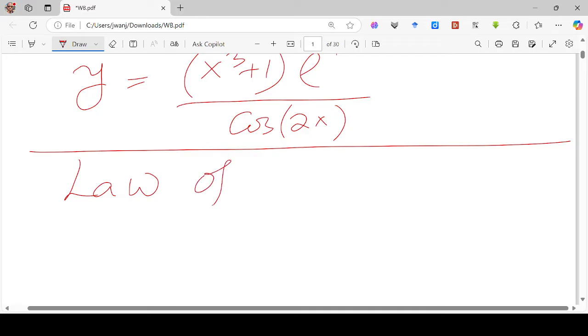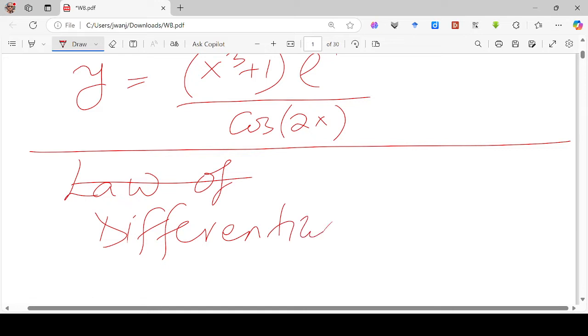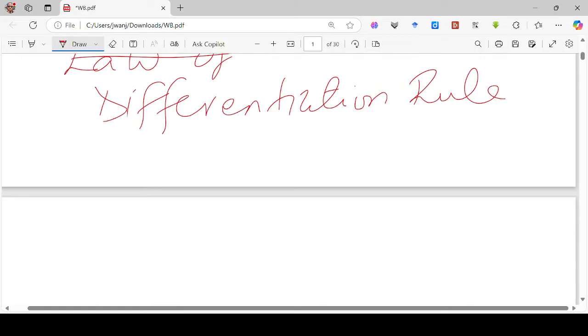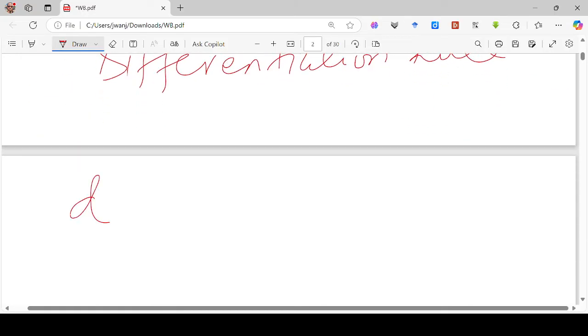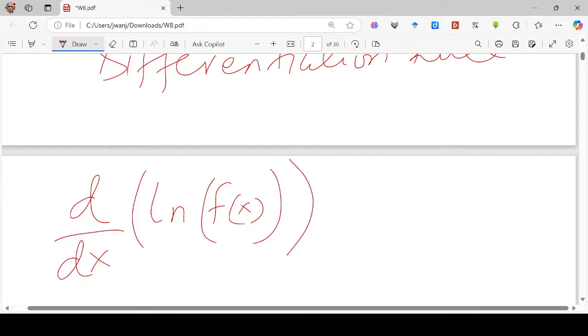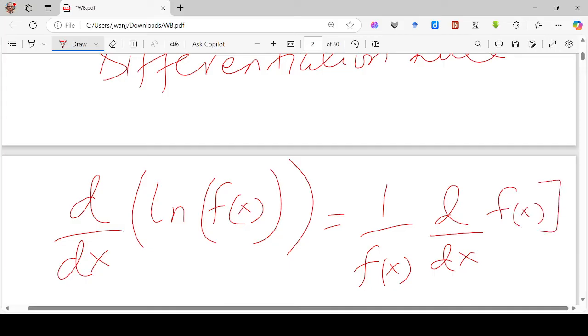Now, before we go into the process, we need to state the differentiation rule that we are going to use. If we want to differentiate with respect to x the logarithm of some function f of x, then the result is the same as 1 over f of x times the derivative with respect to x of the function f of x. So this is the differentiation rule that we are going to apply.